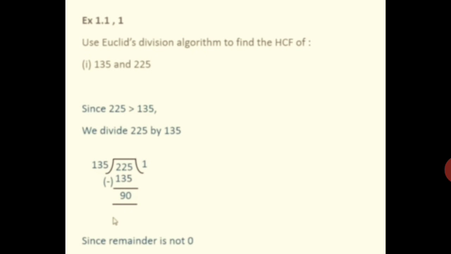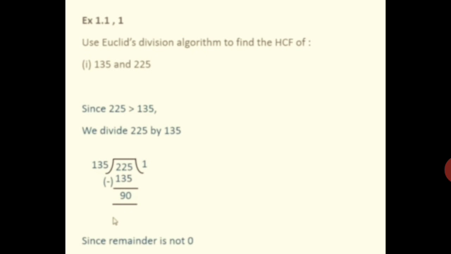Now you can see on your screen that it's written 225 greater than 135. We all know that. So the very first step, as I've already told you, is division. We are going to divide 225 by 135. The division is the ordinary division. So 135 ones are 135 and you are left with a remainder of 90. As we have discussed just now, if r would have been 0, then we would have got the HCF in this step itself. But here r is not equal to 0.